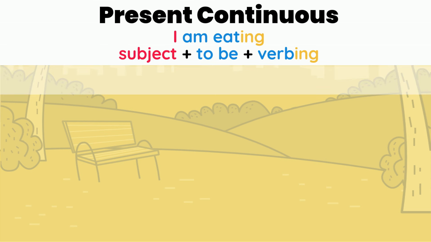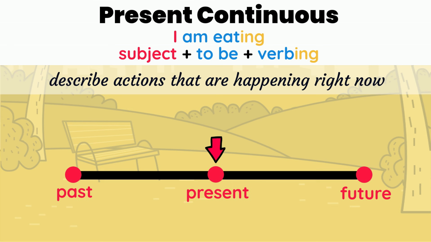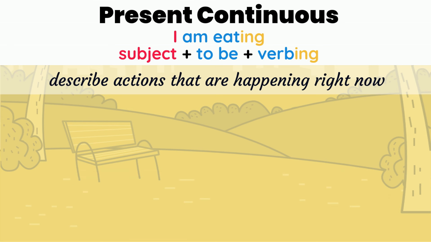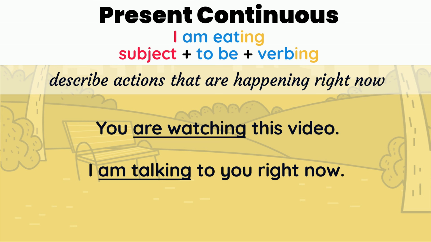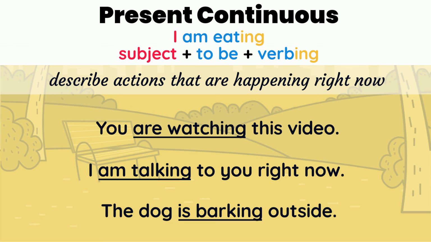Now let's have a look at present continuous as in I am eating. We use present continuous to describe actions that are happening right now. For example, you are watching this video. I am talking to you right now. The dog is barking outside. You can use present continuous when the action is happening as we speak, like right now.